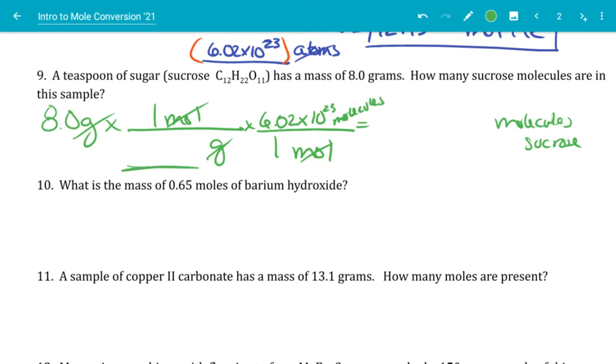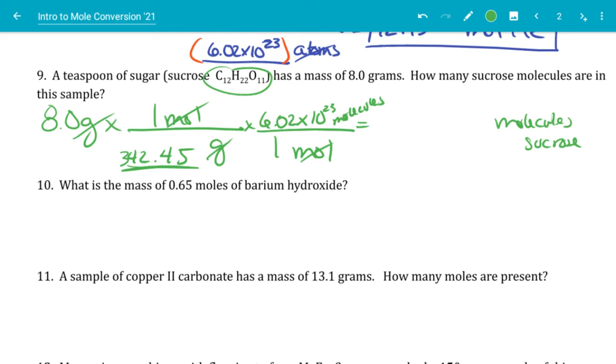And then the question is how many grams? Well, that's the one I have to add up, and this one's annoying to add up. 12 carbons, 22 hydrogens, and 11 oxygens. I did it already for you. You're welcome. 342.45 grams. So now we multiply everything across the top.